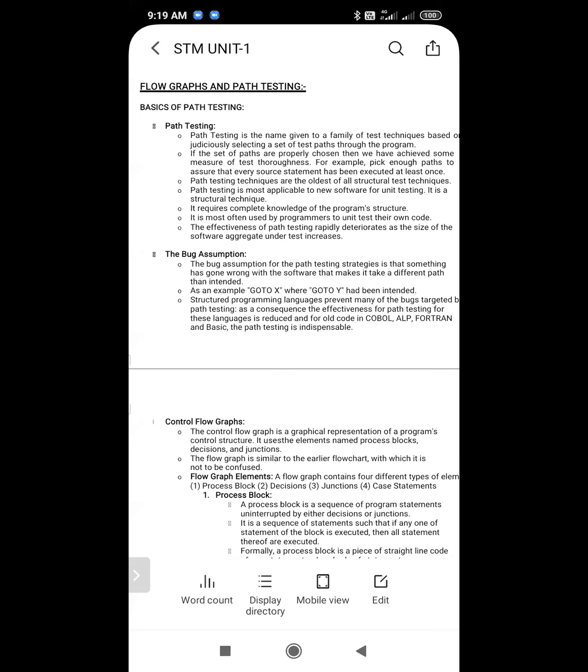Now, today we are discussing the second topic in the first unit. We have 2 parts in the first unit. One is introduction and the next one is flow graphs and path testing in software testing methodologies. First of all, what is the meaning of flow graphs?